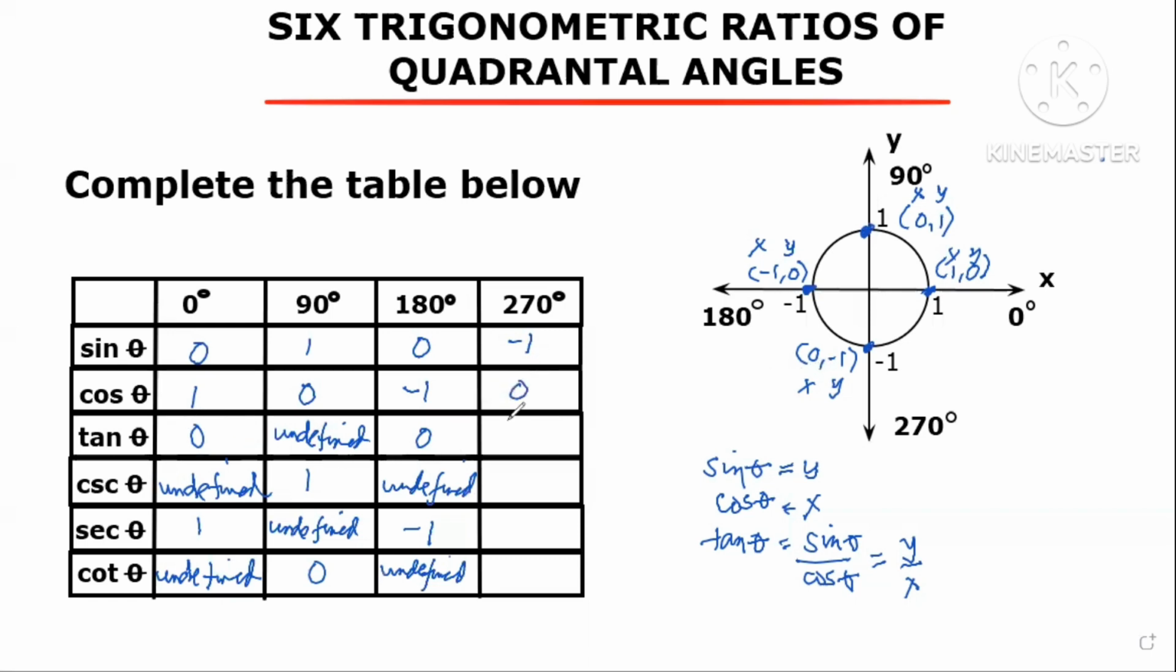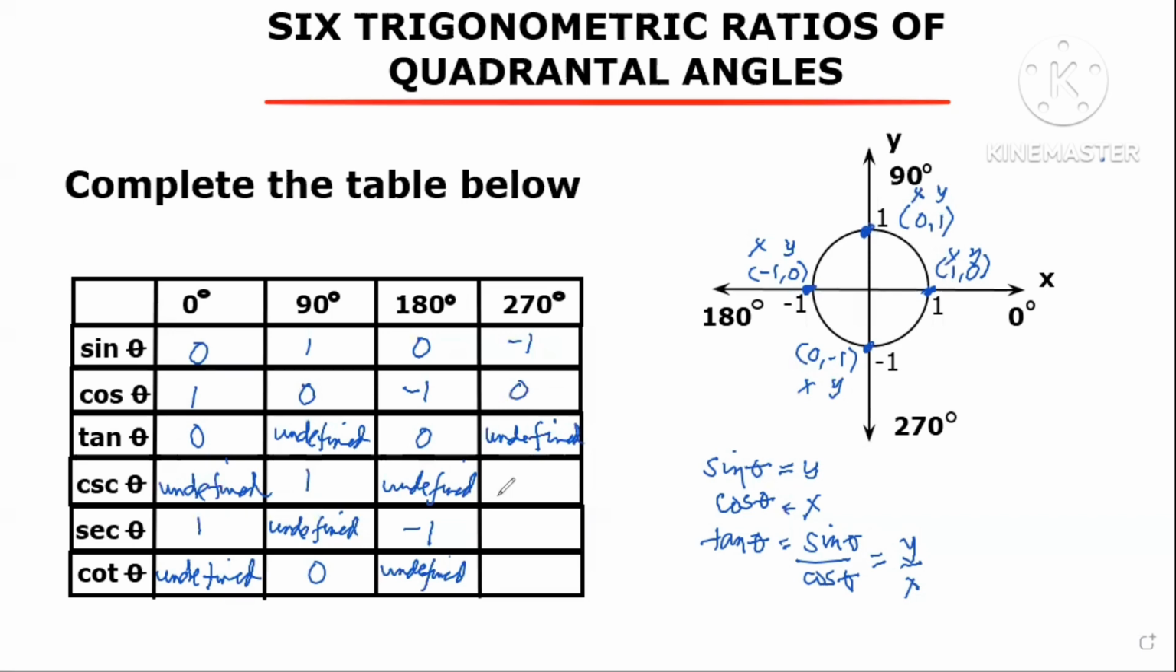Again, to get the tangent, divide lang po ito, sine over cosine. Negative 1 over 0 is undefined, di ba? Undefined. Basta remember lang po, dividing by 0 is undefined. But 0 over a number is 0. Okay, basta 0 po ang nasa baba, undefined po iyon. No? Yan po madalas magkamali ang mga bata.